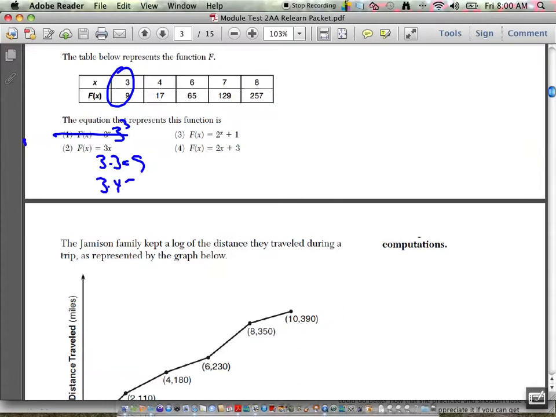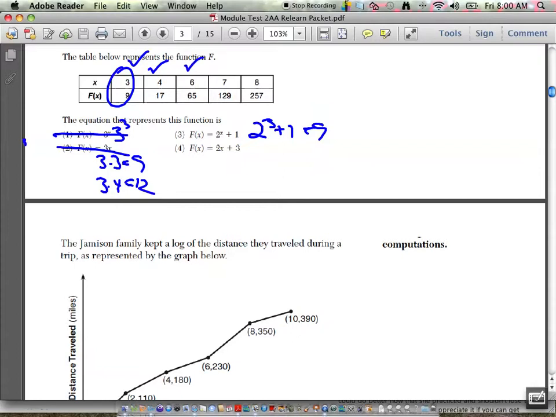But let's try the next one. Is 3 times 4 17? No, it's not, so that's not it. Let's go to the next one. Let's try choice 3, 2 to the x plus 1. Well, 2 to the 3 plus 1: 2 cubed is 8, plus 1 is 9, so that works. Let's do 2 to the 4th. 2 to the 4th is 16, plus 1 is 17. Let's do 2 to the 6th. 2 to the 6th is 64, plus 1 is 65.